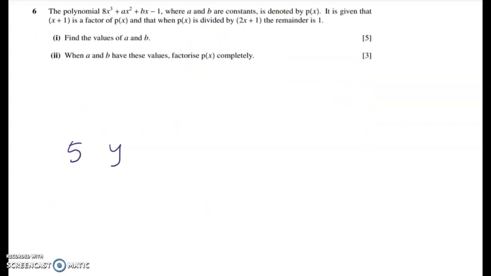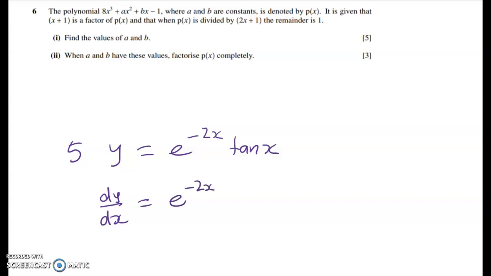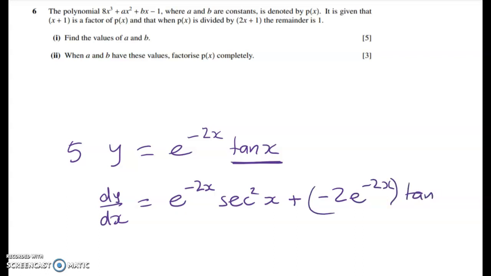So the function is y is equal to e to the negative 2x tan x. So it's a very easy product rule question. So dy by dx is equal to e to the negative 2x times the derivative of this, which is sec squared x, plus negative 2 e to the negative 2x times tan x.